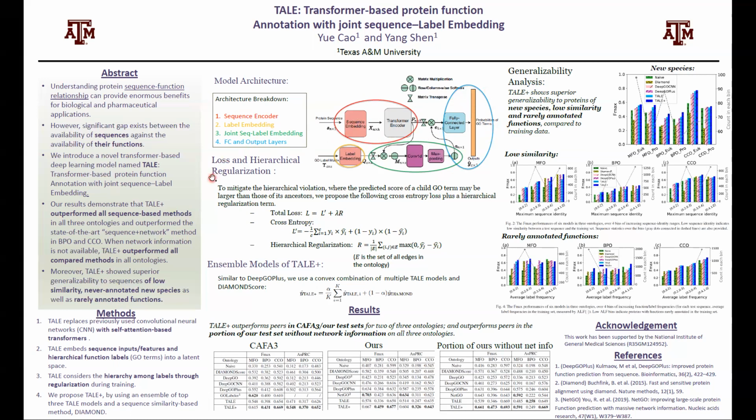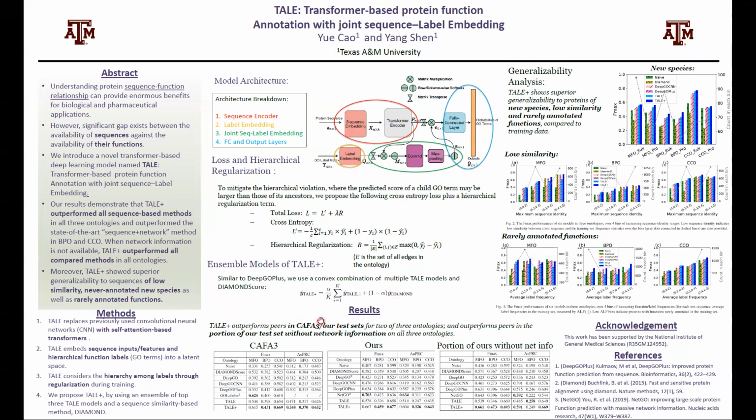Besides the model, we introduce a new loss function, which is the sum of a cross entropy term, L plus, and a novel hierarchical regularization R here. This hierarchical regularization is to mitigate the hierarchical violation where the predicted score of a child GO term may be larger than those of the ancestors. Finally, we use an ensemble of the TAIL and a sequence-based method, Diamond score. And we use a convex combination of three TAIL models and the Diamond score together here.